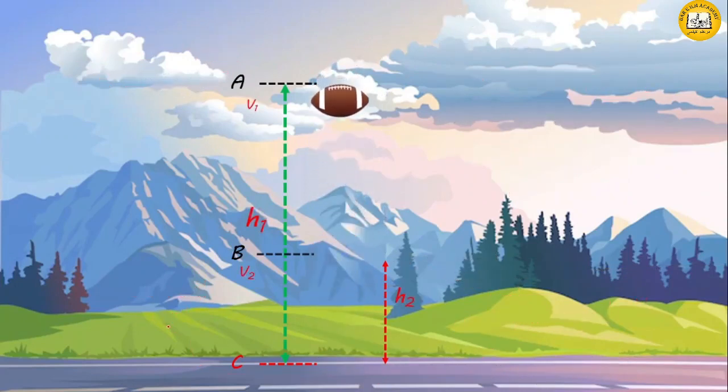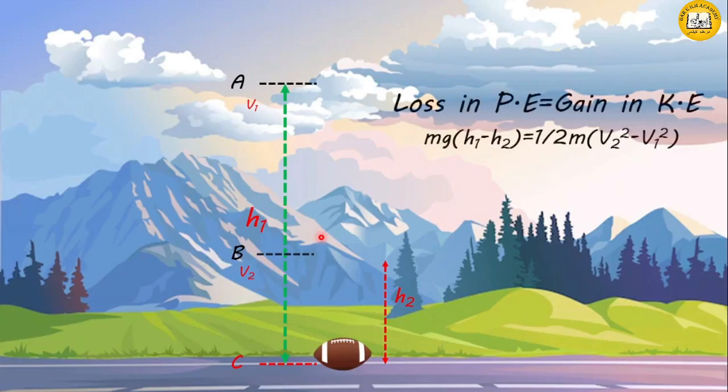Actually, when a body falls, its velocity increases, meaning the body is being accelerated under the action of gravity. The increase in velocity results in an increase in its kinetic energy. On the other hand, as the body falls, its height decreases and potential energy also decreases. Thus, we see that loss in potential energy is equal to gain in kinetic energy, where v1 and v2 are velocities of the body at heights h1 and h2 respectively.